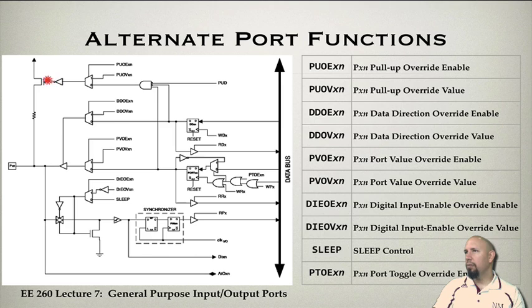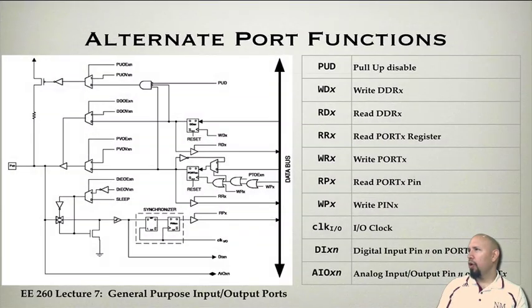So these are the various signals, and you can see how they arise in this logic. You can see, for example, that what determines whether the pull-up resistor is connected or not is the PUD, and also these values that come from somewhere in the logic. They're determined according to these names, so you have override enables, override values, and so forth. You also have the pull up disable, the write to DDR, and the read from DDR. So these are with the DDR ports.